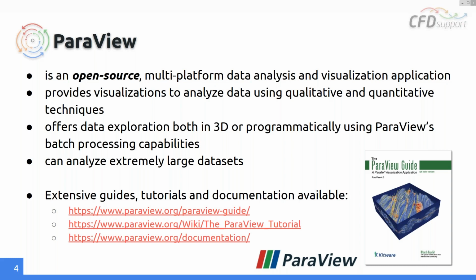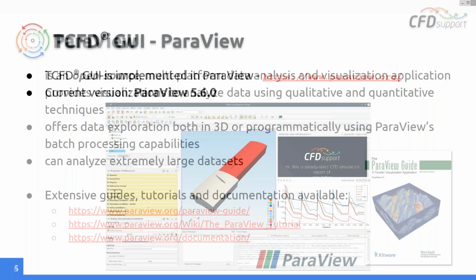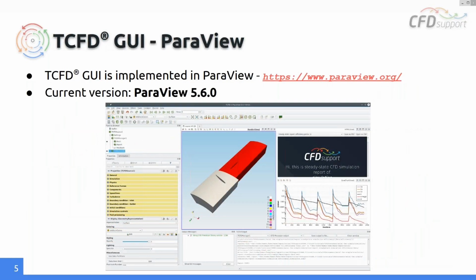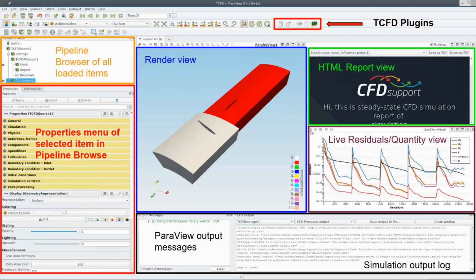ParaView is a big project itself, so it includes extensive guides, tutorials, and documentation. You can find them on the ParaView web pages. You can follow these links and really follow some guides to learn new features which can be done in ParaView. Some of these features I will show you within this webinar. So the TCFD GUI is implemented in ParaView via the filters, and the current version is the newest version of ParaView, version 5.6.0. Let me briefly show you the layout.